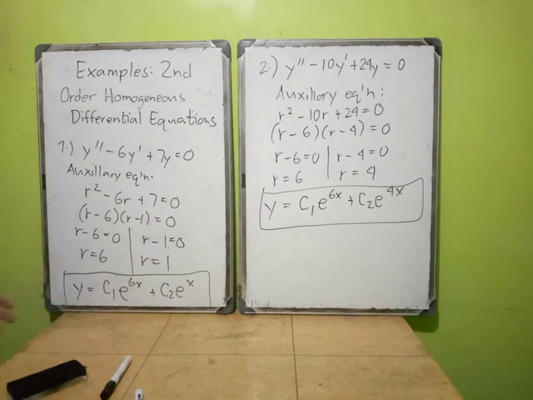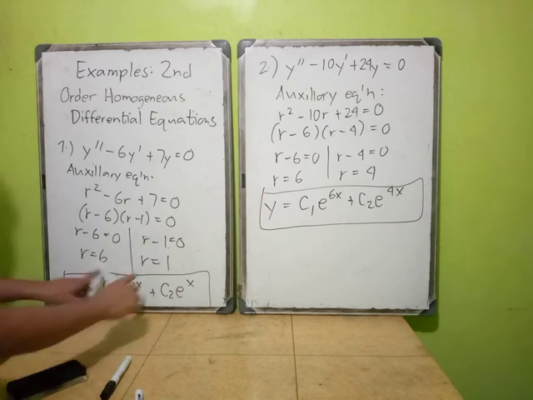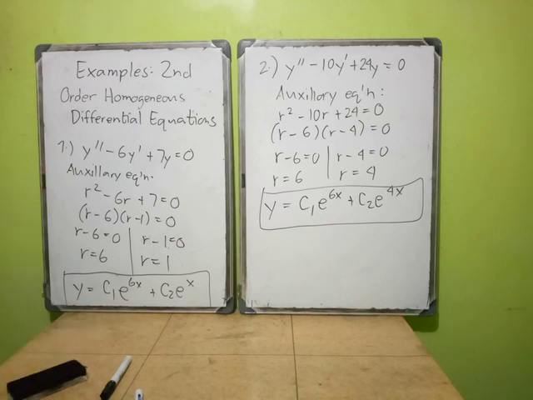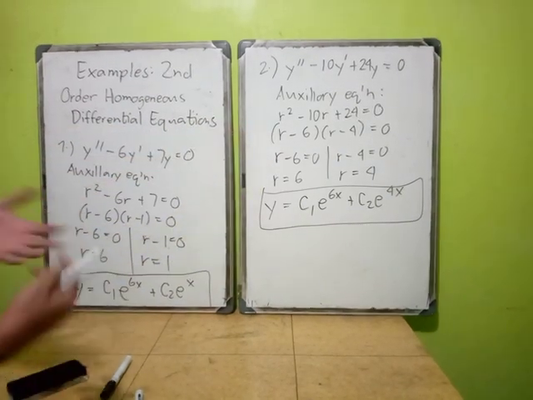Please take note that r sub 1 and r sub 2 are reversible. So c1 and c2 can interchange. Don't worry, it can interchange. So you can represent it as c1 e to the power of 4x and c2 e to the power of 6x. These roots are interchangeable also for this number 2. So you don't need to worry if you got the two roots by factoring in the reverse of what I have written. It's still the same.